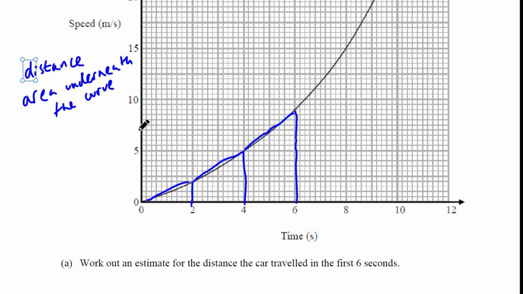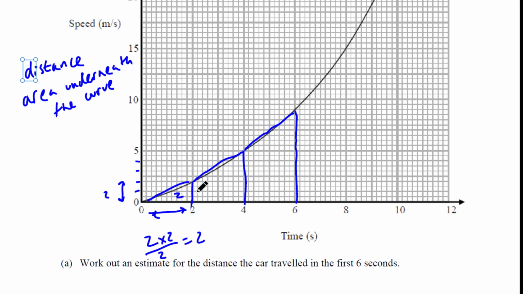Now be careful with this scale because it's going up in 5s, so every 2 squares must mean it's going up in 1s. So this height looks like 2, the width is 2, so that's a triangle, guys, so remember to half it. So it's 2 times 2 over 2, that equals 2. So this bit will be 2.